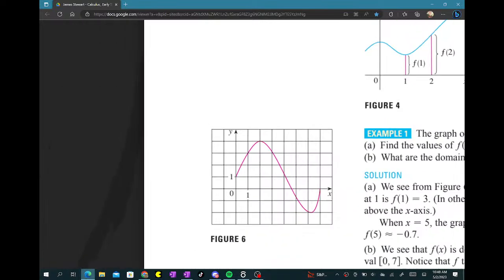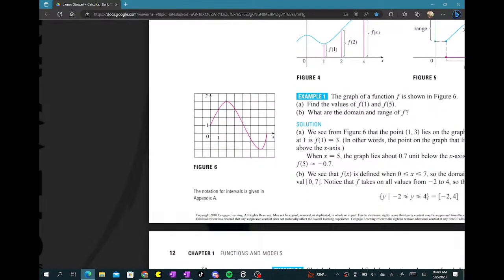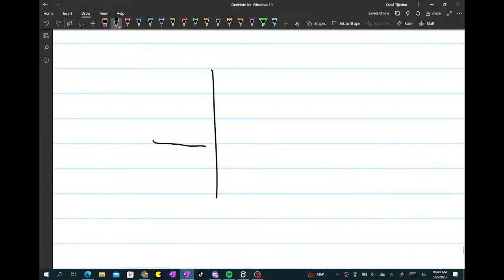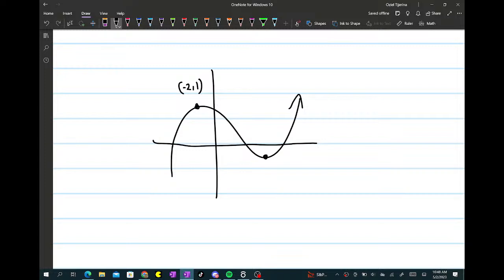You can't really see it, but let me just give another example. So if I have some kind of curve, and I say this is negative 2 comma 1, and I say this is 2, negative 1, and this is a function f of x, right? And I ask you, what is f of negative 2? What is my y value when x is equal to negative 2?